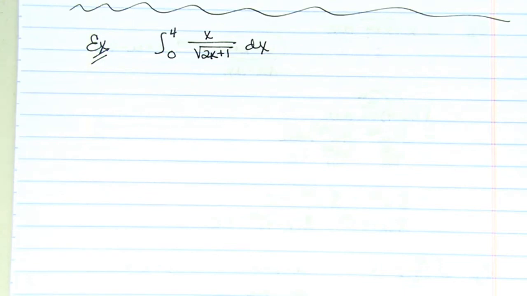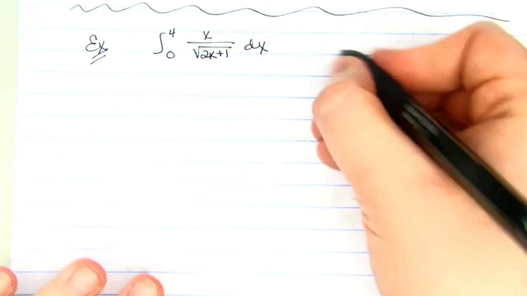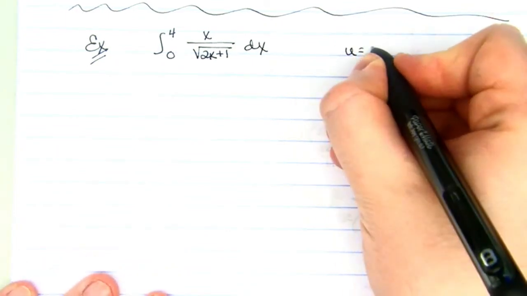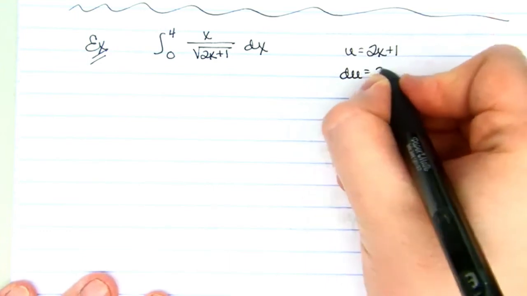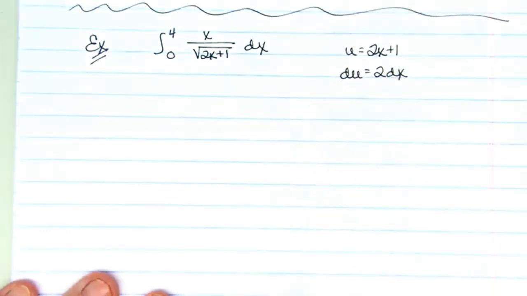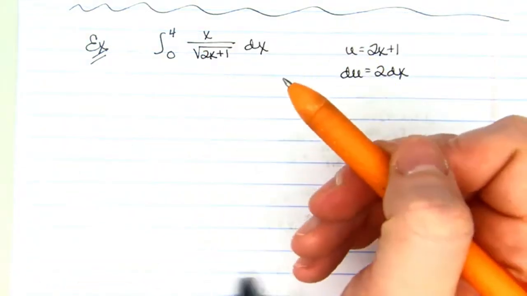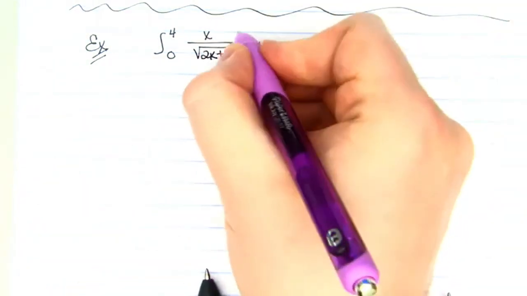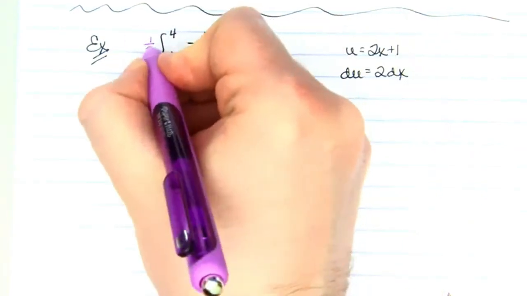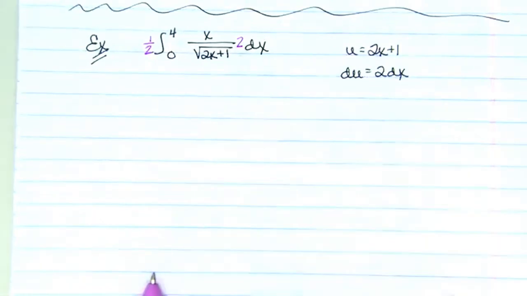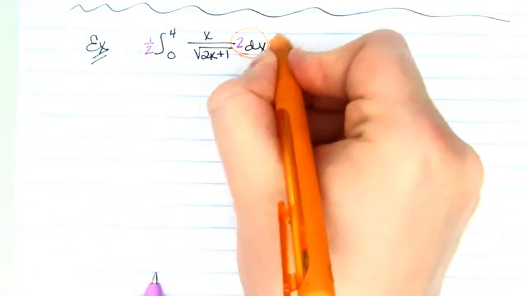Okay, please tell me what u is and tell me what du is. I'm going to make u that inside piece, 2x plus 1. du is the derivative of that, so 2 dx. I've got an x up top. I want a 2 dx. Well, I'm going to multiply inside by 2 and outside to cancel it out by 1/2. I can now say that this thing is my du.